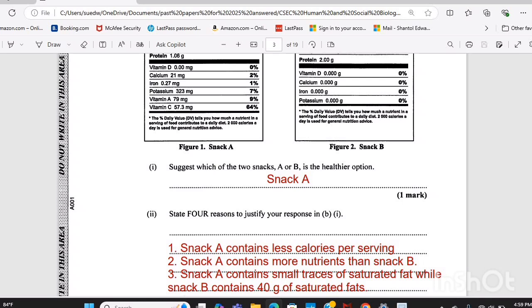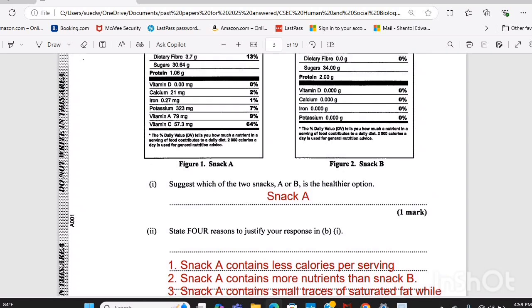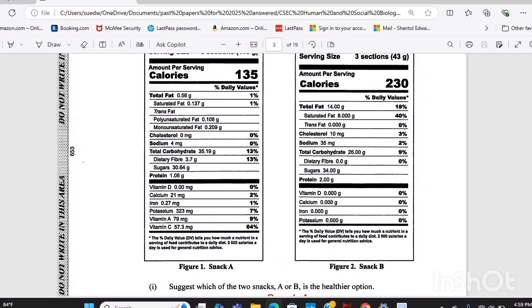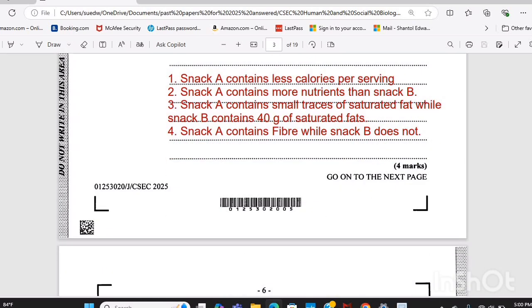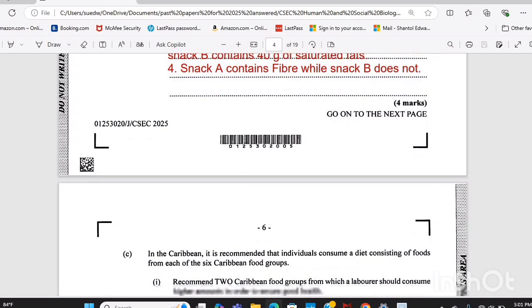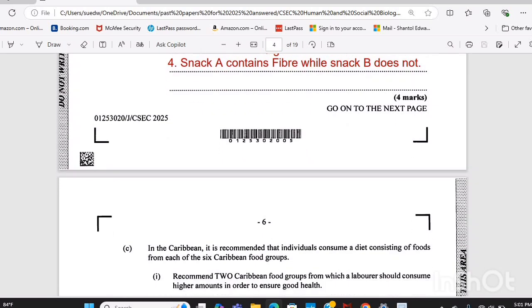3, snack A contains small traces of saturated fat, while snack B contains a whopping 40 grams of saturated fat, which is definitely not good. Not 40 grams, sorry, 40% saturated fat, which is definitely not good. Right? So if we are looking at which one of the snacks is healthier, it is obvious that it's snack A. Another reason is that snack A contains fiber while snack B does not. So remember, fiber is very important, for those of you who remember when you were doing food and nutrition, that fiber actually helps us prevent constipation. So that's one of the reasons why we know snack A is healthier.